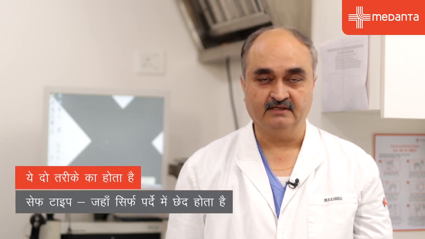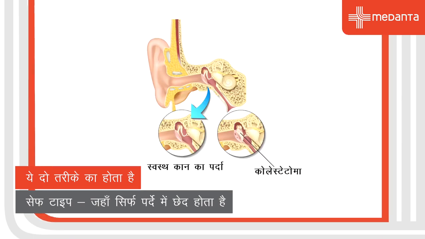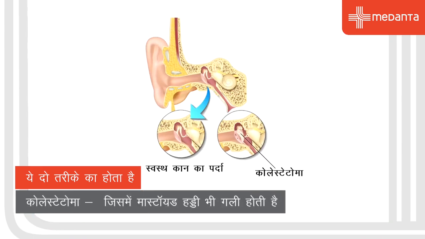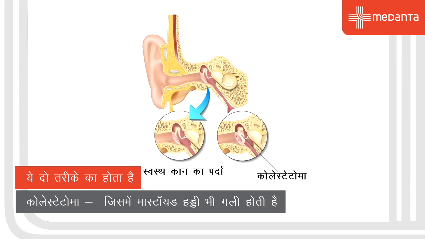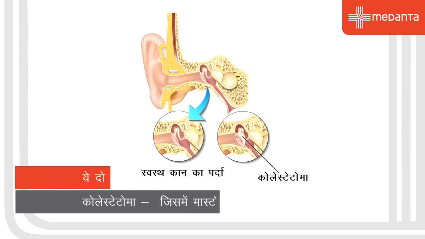The other type of middle ear infection is called chronic otitis media. This is of two types. One is where there is only a hole in the eardrum, which is called the safe type. The other is where there is bone erosion. If the ear bone, which is the mastoid bone, melts, then it takes the form of unsafe CSOM or cholesteatoma.